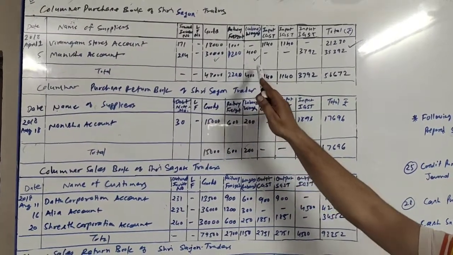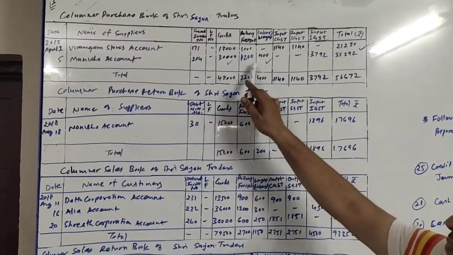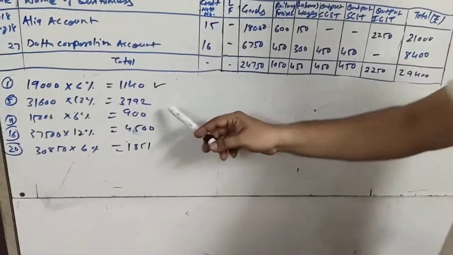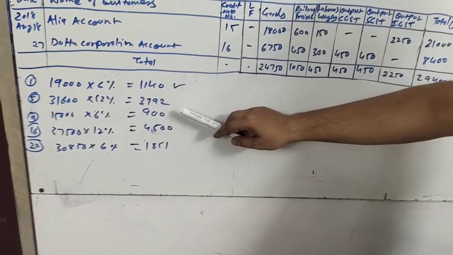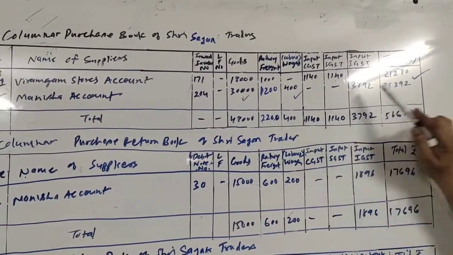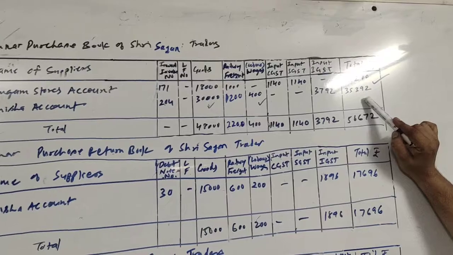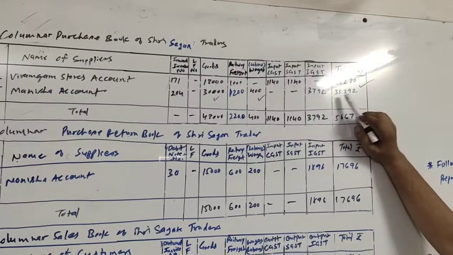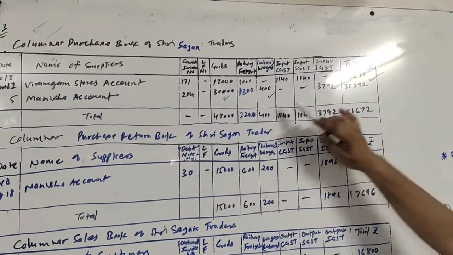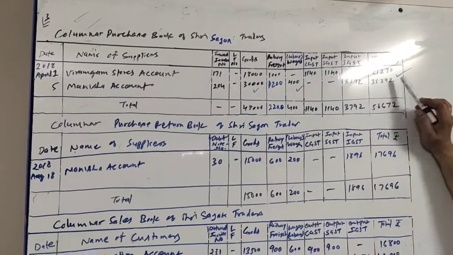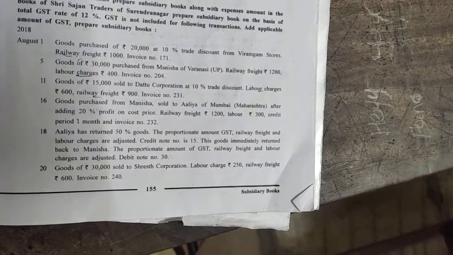Now IGST is applicable at 12%, so we will calculate 12% of 31,600, and here 31,600 into 12% comes to 3792. So in the IGST column we will be writing 3792, and the total of all 4 columns, 35392, will be in the outer column. Okay, let's have a look at the next transaction. So the total of all such columns, all 4 columns, is how much? 35392.